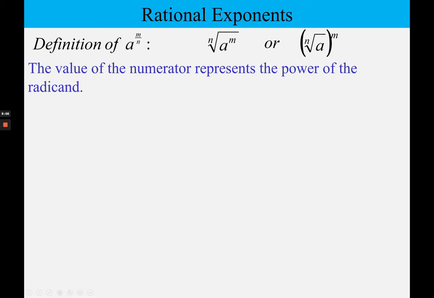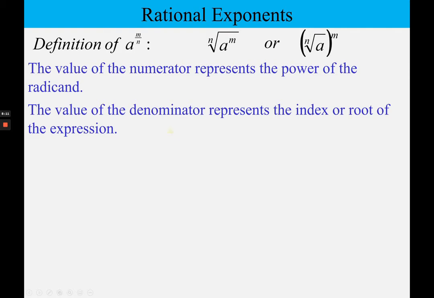Let's have an example. The value of the numerator represents the power of the radicand. The value of the denominator represents the index or root of the expression. Here is your example. 25 to the power 1/2 can be rewritten as power over root. So 25 has a power of 1 but root of 2. So it's actually the square root of 25. The square root of 25 is possible to simplify. It's actually 5. So the expression was simplified by applying our definition.